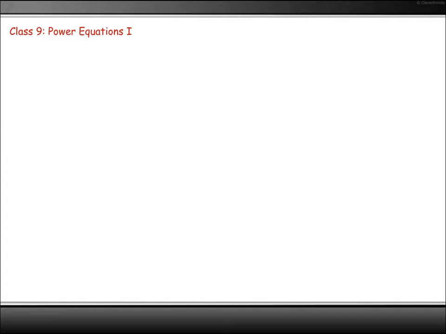Welcome to class number 9 of the Leaving Cert Ordinary Level Algebra course, where you are going to start solving power equations. A power or index tells you how many times you multiply something by itself. A squared is A by A. A cubed equals A by A by A. A is called the base, and 3 is the power or index.